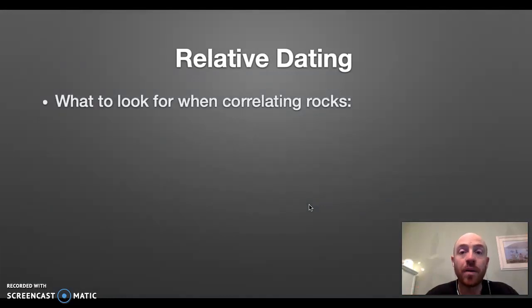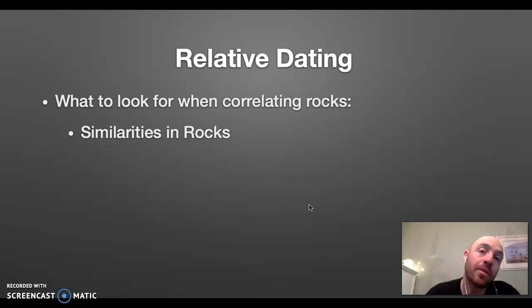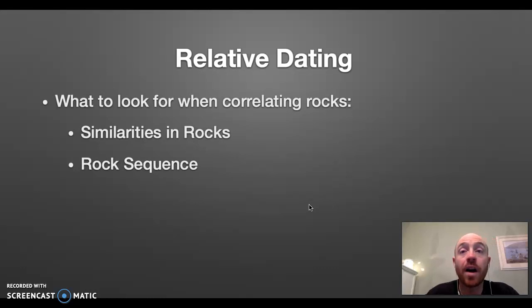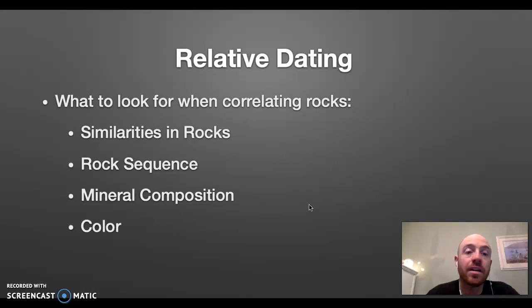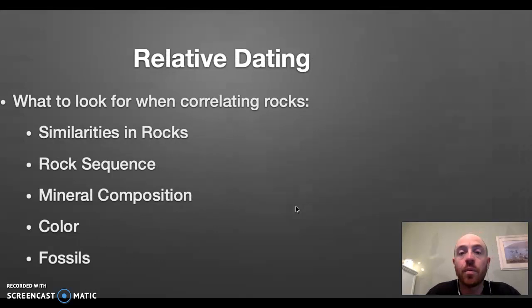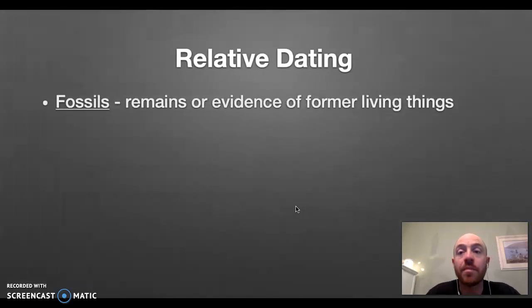So what do we look for when we are correlating our rocks? Well, we look for similarities in the rocks. How similar are the types of rocks found in the area? We look for rock sequences, how the minerals make up the rocks, the color, and fossils. Of all of the ones on here, color is sometimes the one we really don't focus on too much, back when we talked about mineral identification in the beginning of distance learning. So what I want to focus on right now, more than all of them, is fossils.